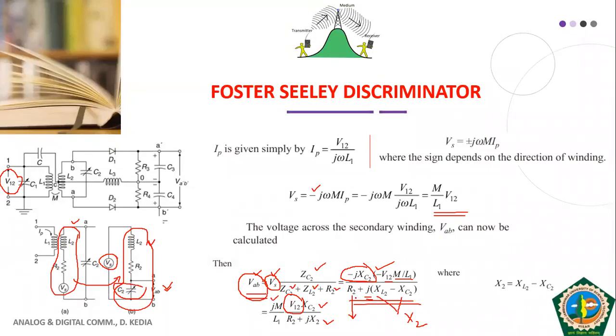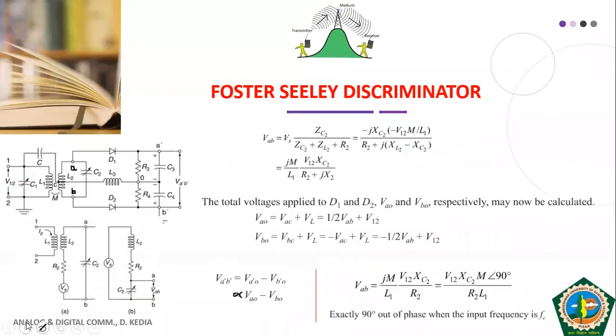So students, after obtaining this value of VAB, now let us move forward. See, this is what we have obtained in the previous slide. And in the previous slide we had a small mistake: the upper terminal of the secondary should be labeled as A, and the lower terminal should be labeled as B. So we have obtained VAB in terms of V12. That was our outcome of the previous slide.